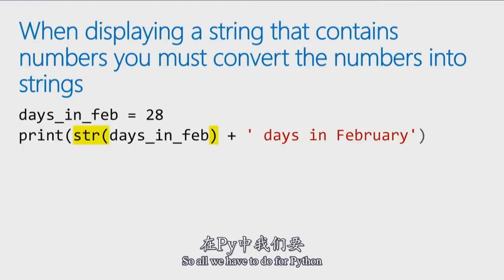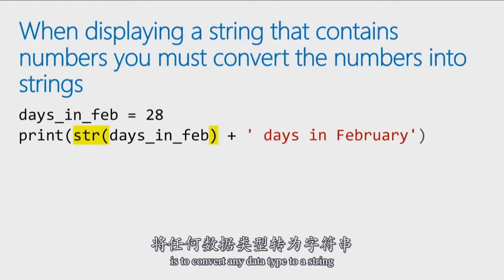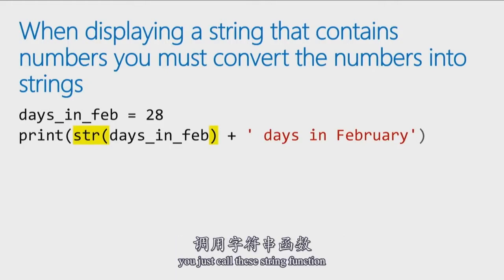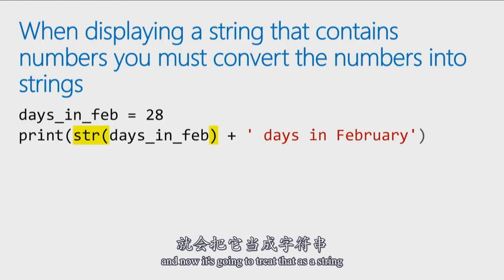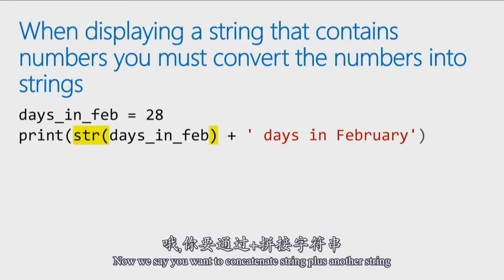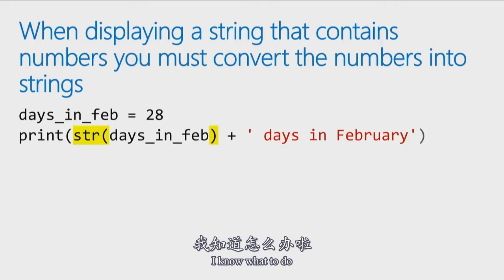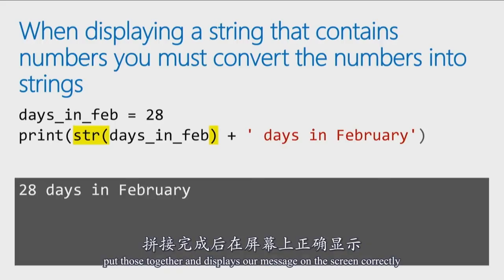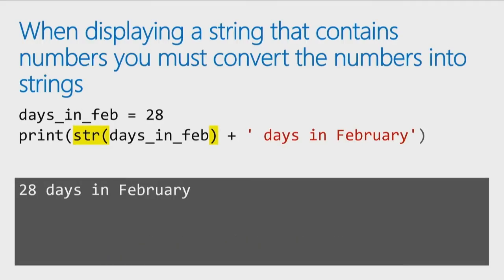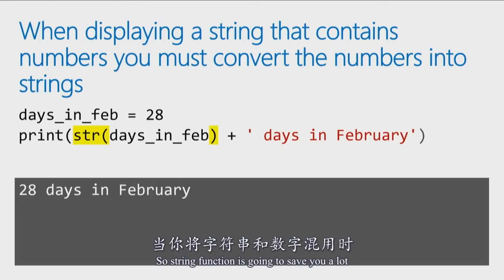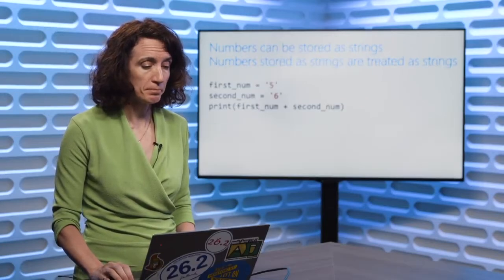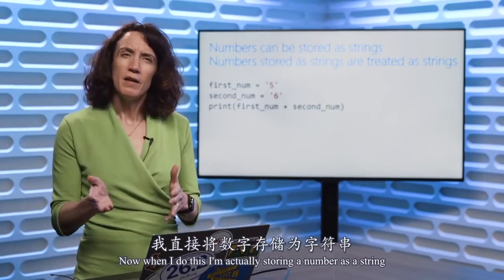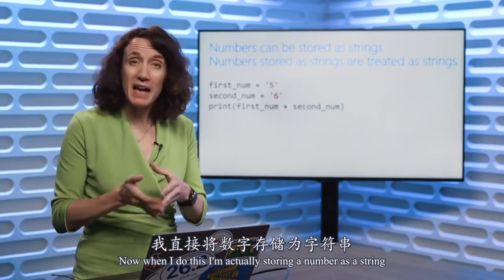So all we have to do for Python is convert any data type to a string. You just call the str function. We pass it days in February, which is currently a number, and now it's going to treat that as a string. And now Python says, oh, you want to concatenate a string plus another string? I know what to do. It puts those together and displays our message on the screen correctly. So the str function is going to save you a lot when you start working with numbers and strings, mixing the two up. Now, when I do this, I'm actually storing a number as a string.